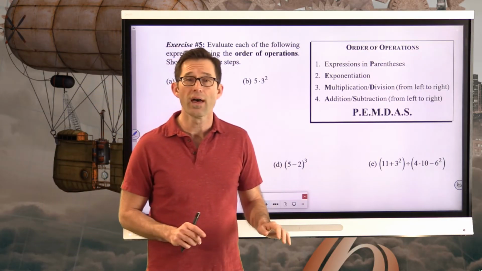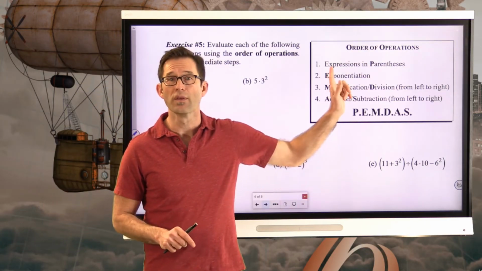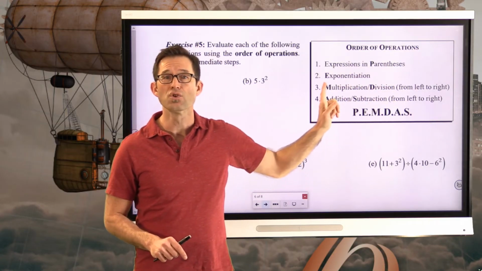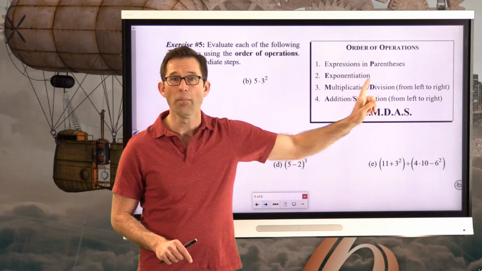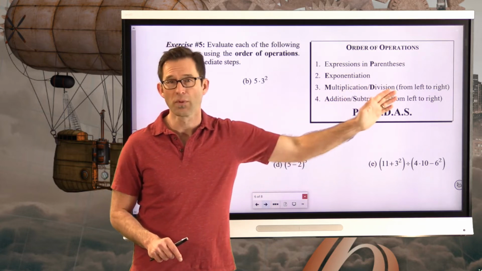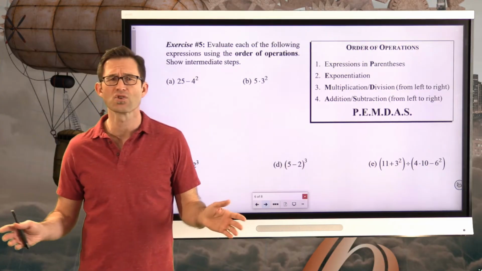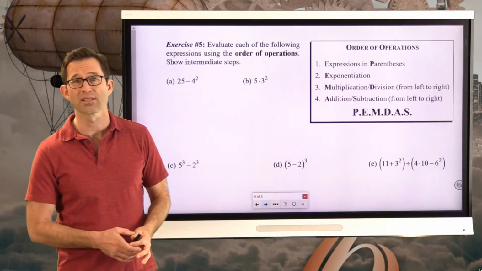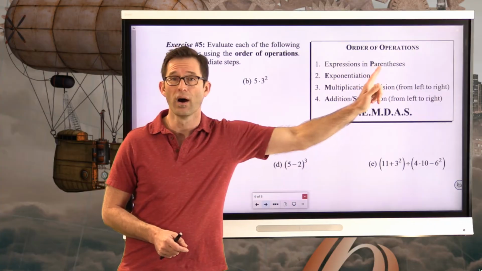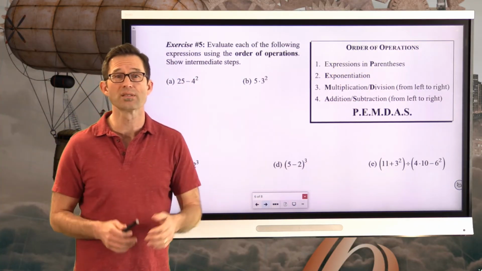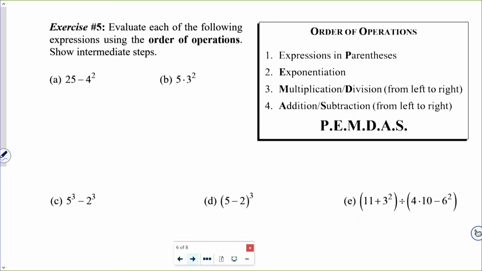But what that mnemonic helps you with is remembering that you should do whatever happens in parentheses first, then you should do any exponents that might show up, then multiplication and division, then addition and subtraction. Poor addition and subtraction always comes last, unless, of course, there's some going on inside of a parentheses. Given this order of operations, let's take a look at exercise number 5.